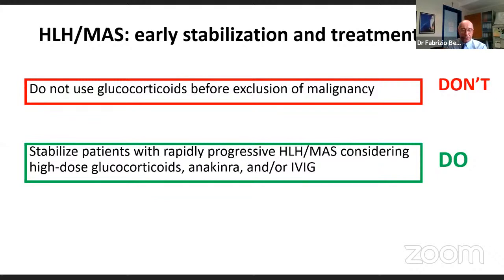This is particularly important in adults. Malignancies are very rarely associated with HLH/MAS in children. Try not to use them because they will interfere with your ability to diagnose a malignancy. When you want to stabilize a patient, high-dose glucocorticoids are your best drug, okay? But they will interfere with some of your differentials. Anakinra and/or IVIG won't. So I think these three should be considered.